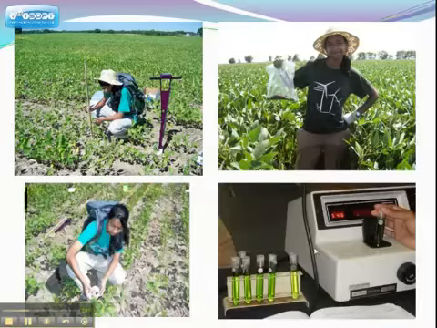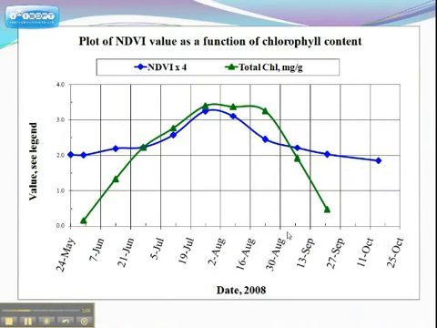I plotted these data on the graphs to see the patterns. At the end of the season, when harvest was completed, I obtained the harvest yield monitor data from the farm manager for the same field points. Let me now discuss the results.